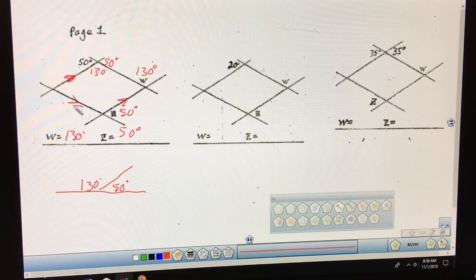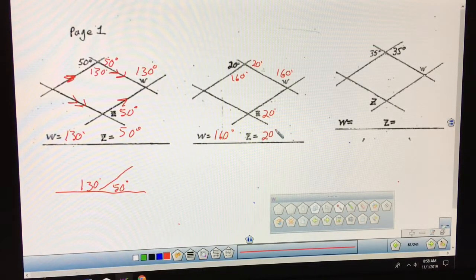This was a word problem, where the sides opposite were parallel. So it was like a parallelogram. Same idea with this one, that's 20 degrees. 180 minus 20 is going to be 160. And then every wide angle is going to be 160, and every narrow angle is going to be 20. So it's 160 and 20.